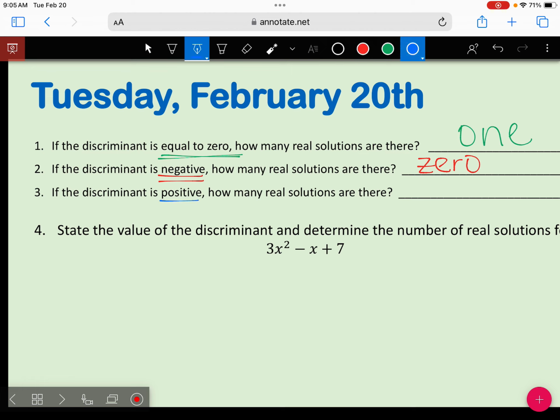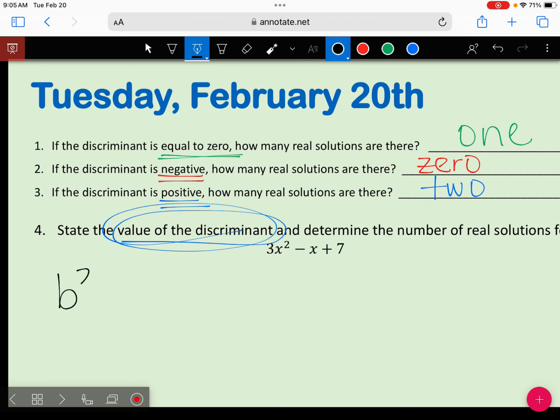And if it's a positive number, what does that mean? How many solutions do you have? 2. All right, so the only thing we're going to find today is the discriminant. So A is 3, which is B squared minus 4AC. That's all I want you to do.